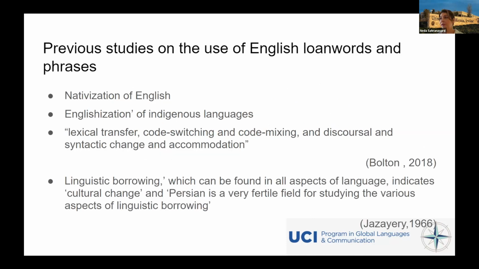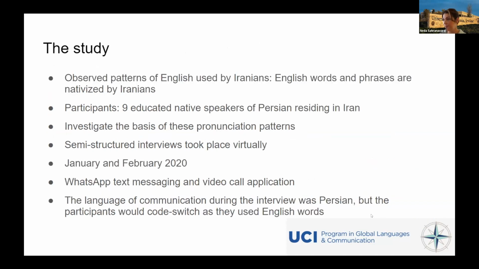There are some previous studies on the use of English loanwords and phrases, on nativization of English, Englishization of indigenous languages, lexical transfer, code switching, code mixing, and discoursal and syntactic change and accommodation, and also linguistic borrowing, which can be found in all aspects of language, indicates cultural change, and Persian is a very fertile field for studying the various aspects of linguistic borrowing, and this is by Jazayery in 1966.